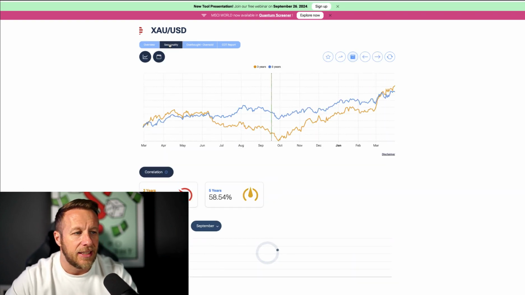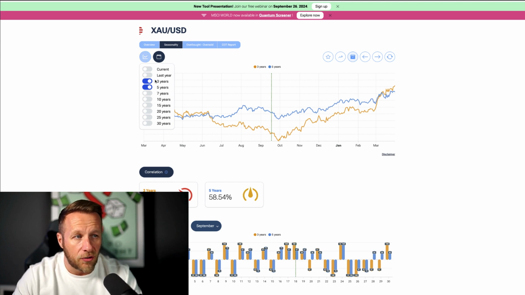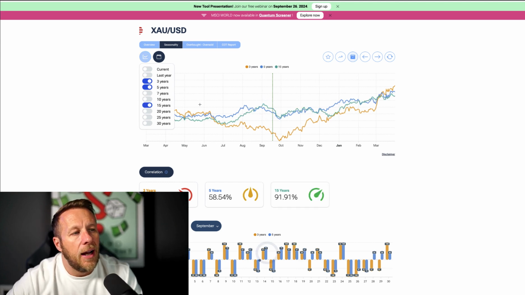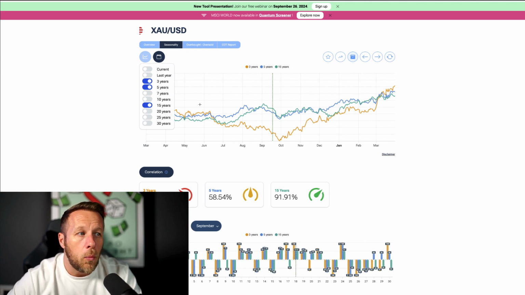And the seasonality is going to tell me, over the last 3 years, 5 years, we can add on the 15-year in there as well. It's going to tell me what the movement in price was, what the seasonal move of price was at this particular time of the year. And you can see we're right here on today at the 18th.